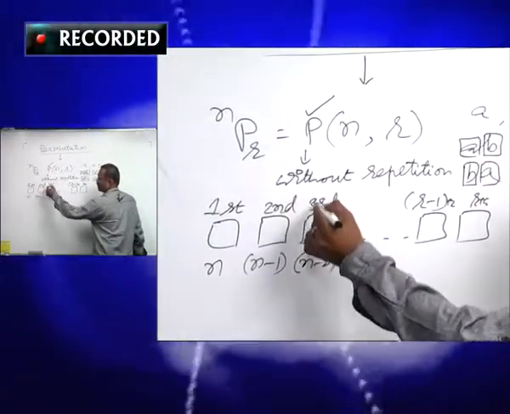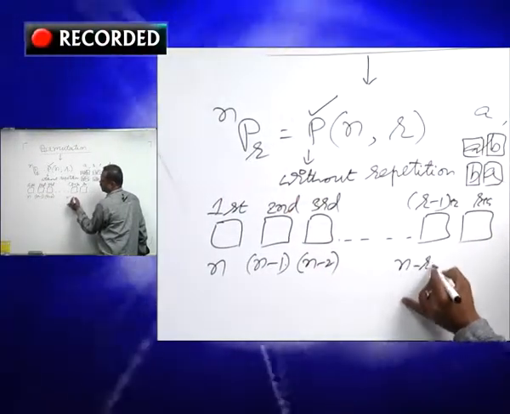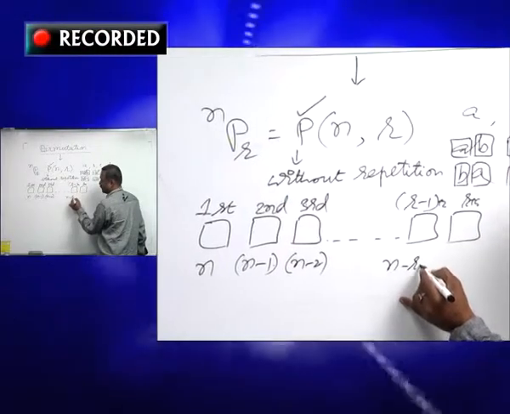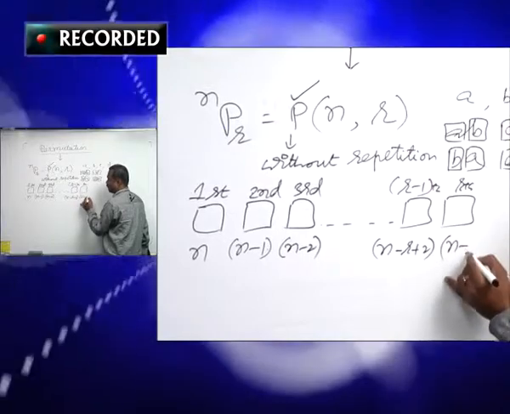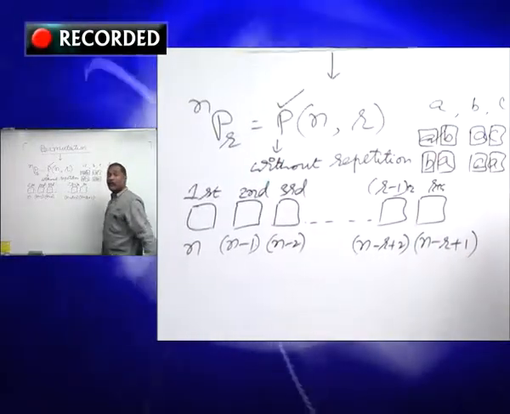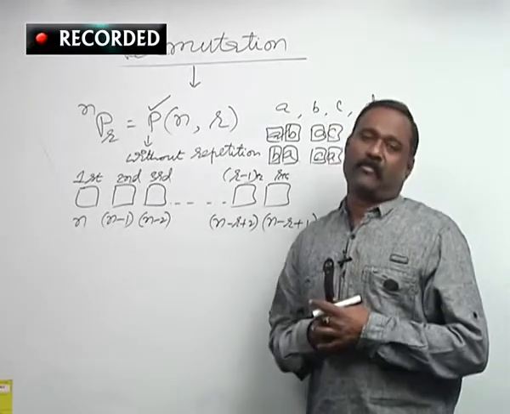And so on. You can see, if it is 3, it is 2. If it is 2, it is 1. If it is r minus 1, it will be n minus (r minus 2), that is n minus r plus 2. And it will be n minus (r minus 1), which will be n minus r plus 1. So here also, it is simply based on the principle of counting. That's what you have to understand.